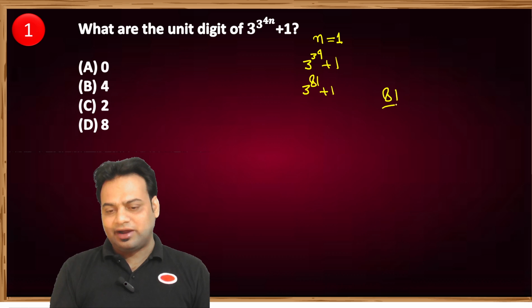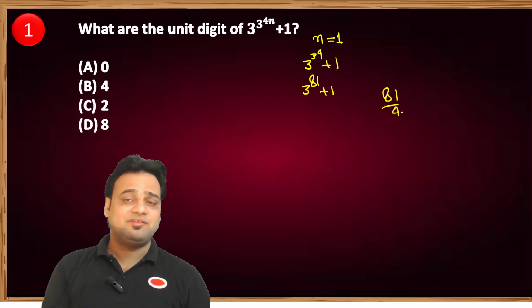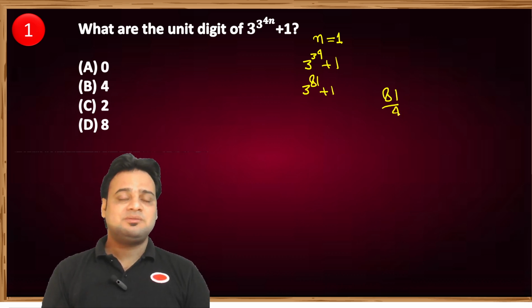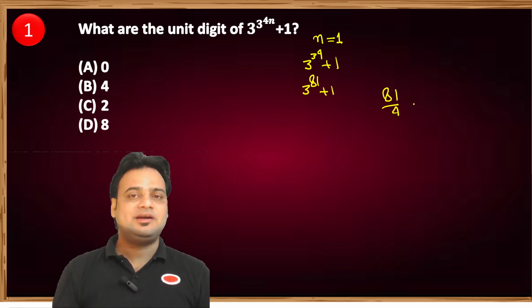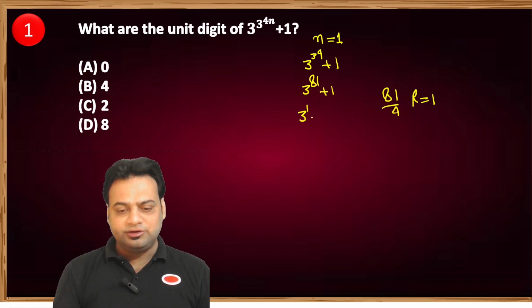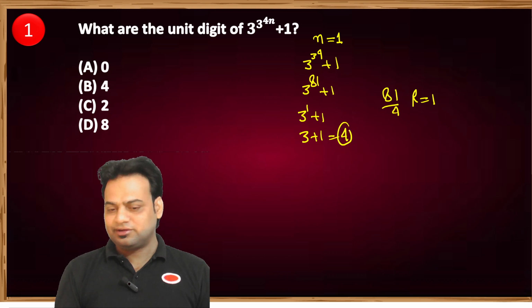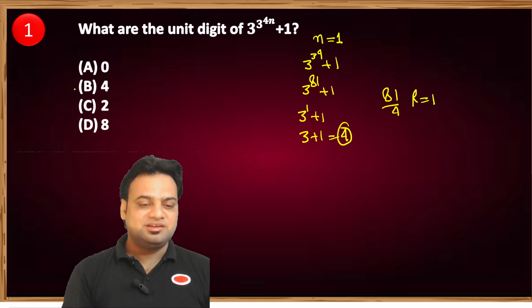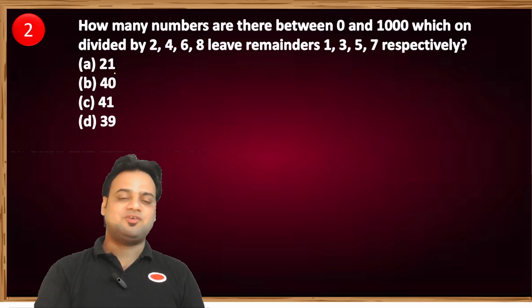81 divided by 4, because the cyclicity of any number's unit digit is 4. So you divide 81 by 4, and you get the remainder 1. So you write down 3 to the power 1 plus 1. 3 to the power 1 is 3, plus 1 is 4. So here the unit digit of this question is 4. Let us move on to the next question.